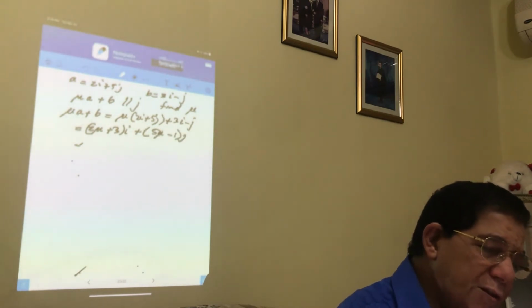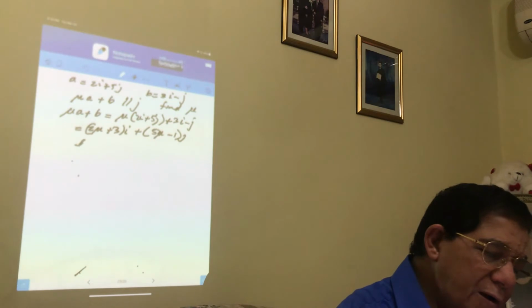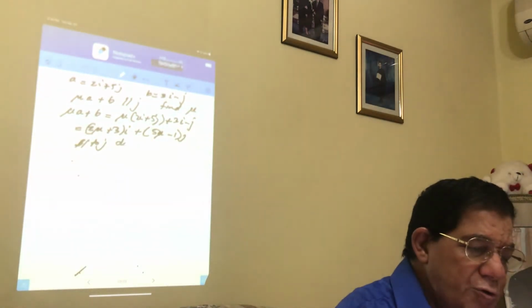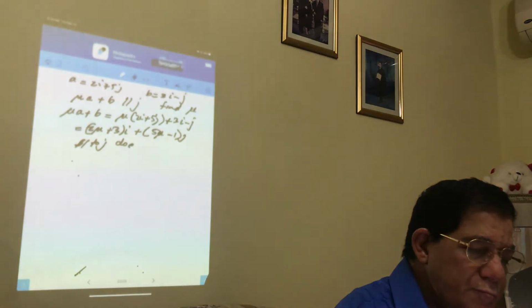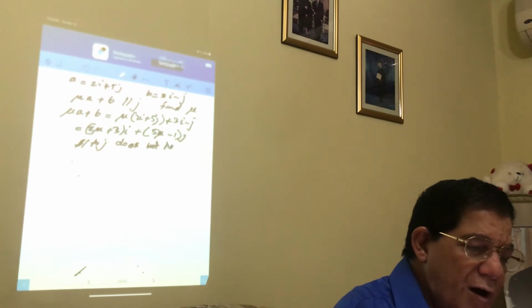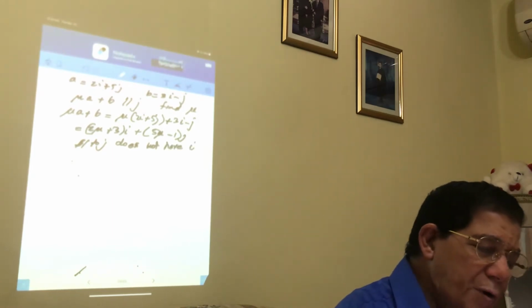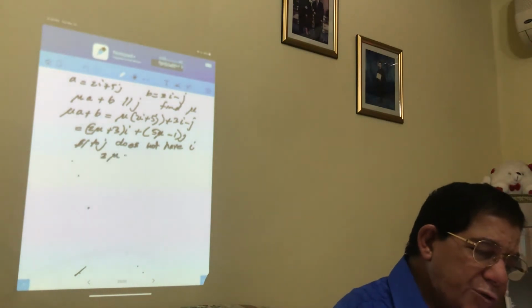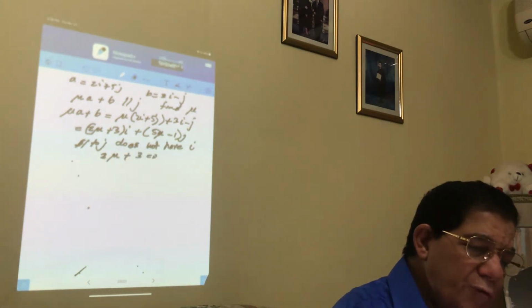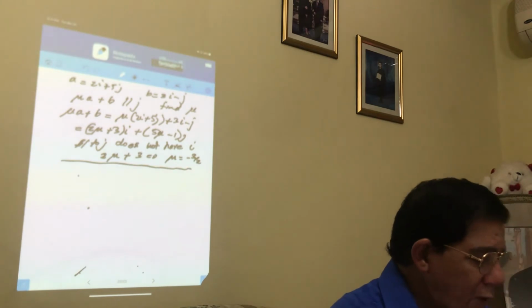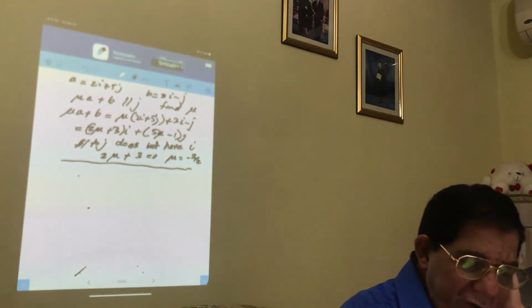It says here that this vector is parallel to j, but does not have i. So the i part is 0, but 2 mu plus 3 equals 0. Therefore, we get the value of mu equal to negative 3 over 2. Right. There are more interesting questions.